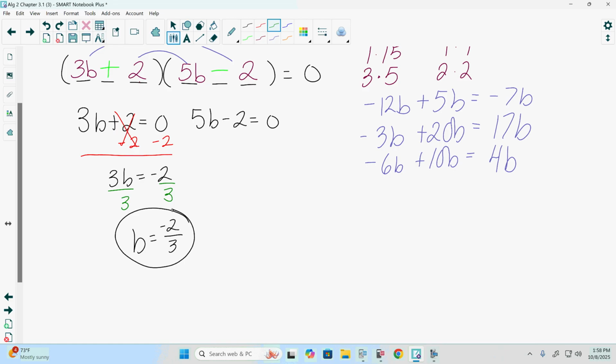For 5b minus 2, first thing we would do is add 2 to both sides, telling us 5b is equal to 2. Then we would divide both sides by 5, telling b is equal to 2 fifths.